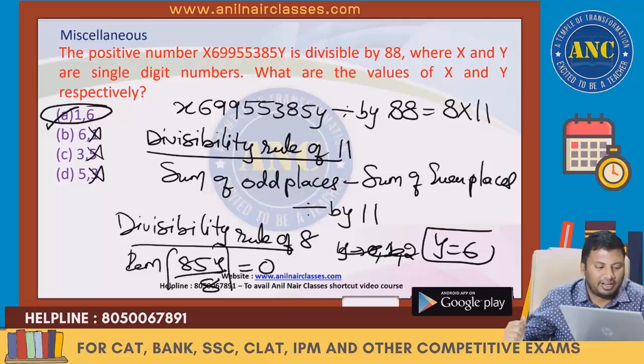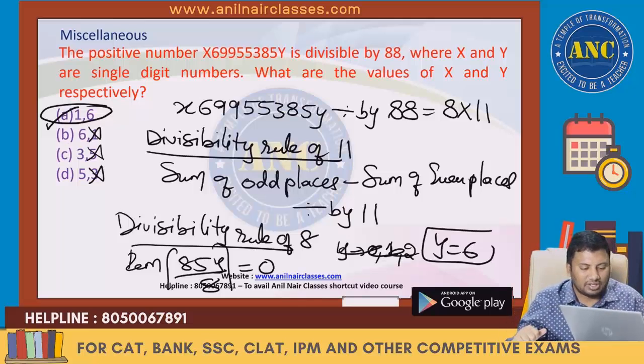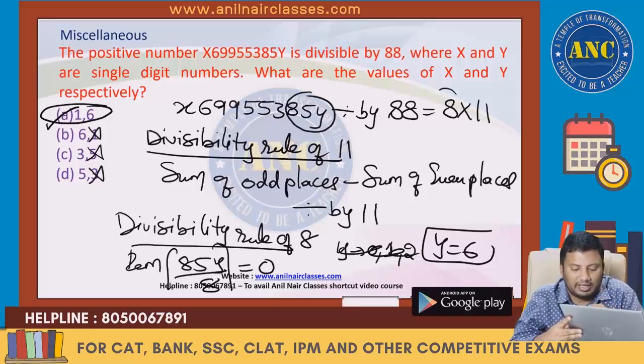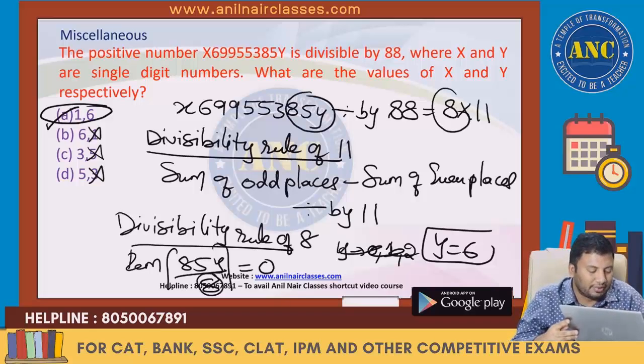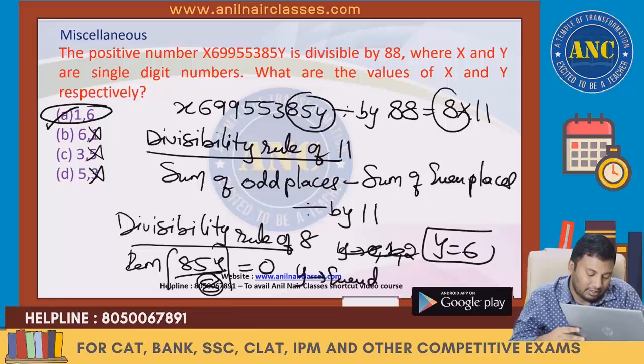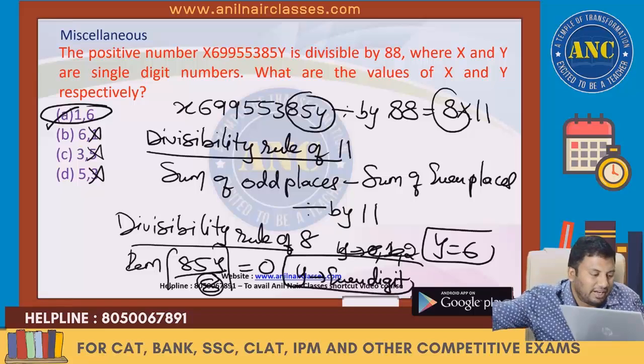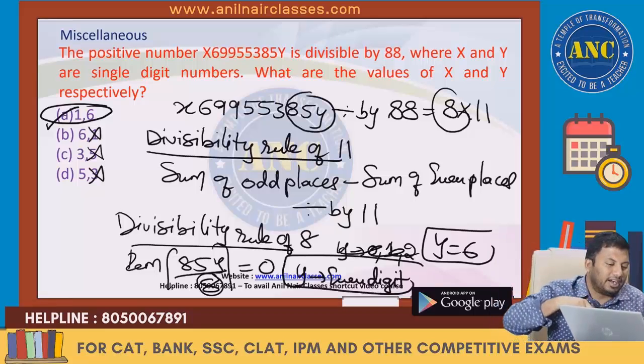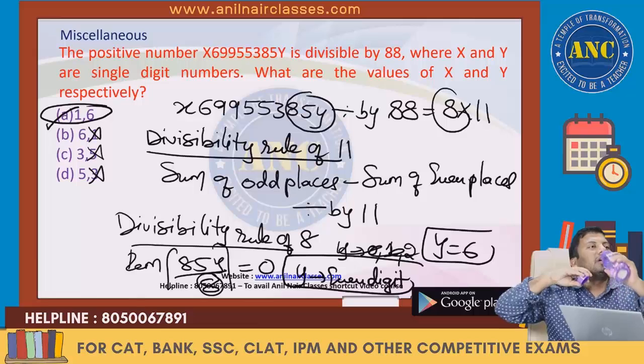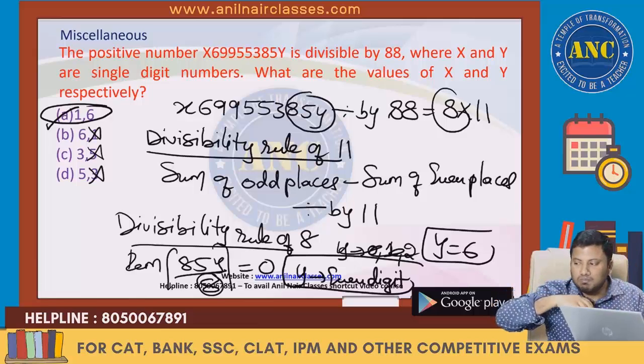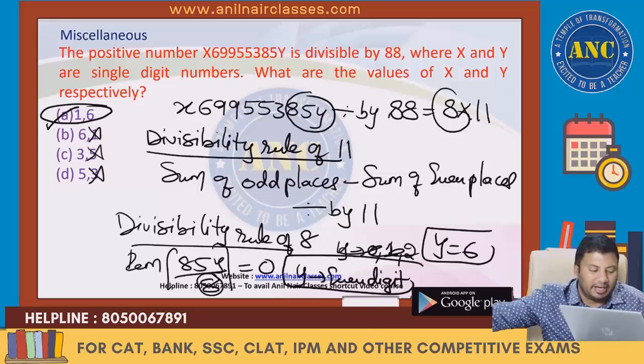You don't need to find the value of x also. Actually, this is a simple question. 85y should be divisible by 8. For it to be divisible by 8, it must be an even number. So y should be an even number. Answer is y takes an even digit. 1, 5 and 3 are eliminated. I hope the idea is clear.